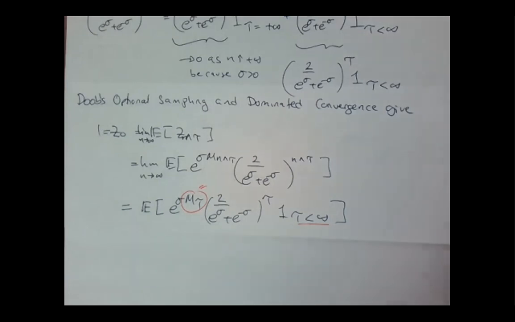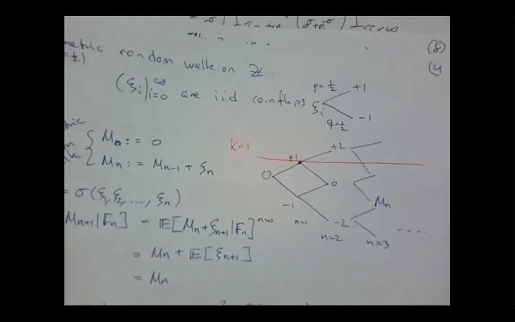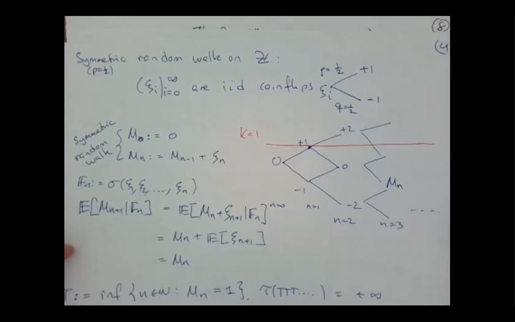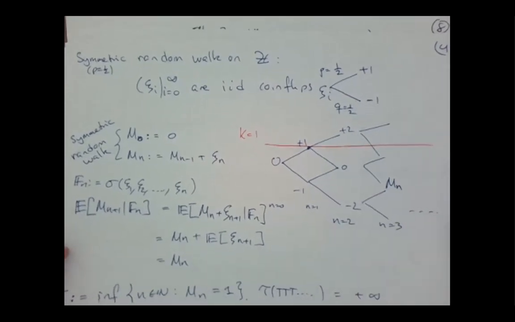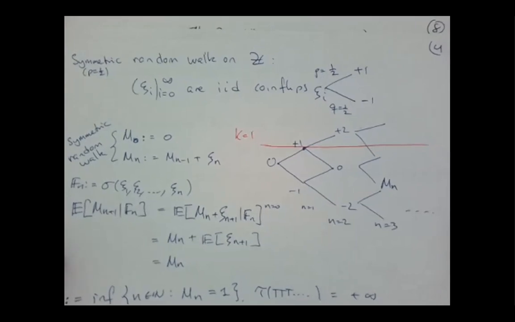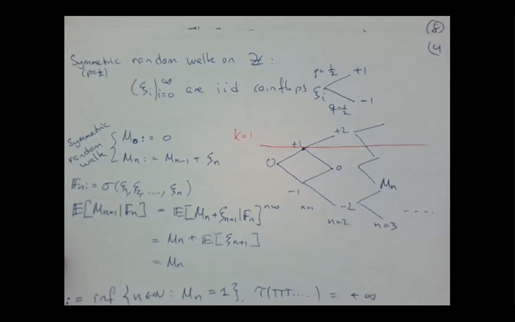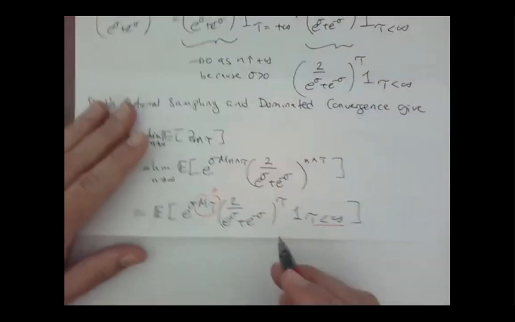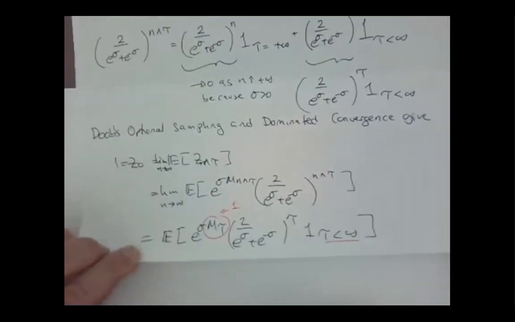What is M tau equal to when tau is finite? Look at the picture. When I reach the level, what's the value of the process at the time when I reach the level? Is it just 1? Yes. Very nice, Sherry. So this here is equal to 1. Aha, so now we're getting somewhere, right?